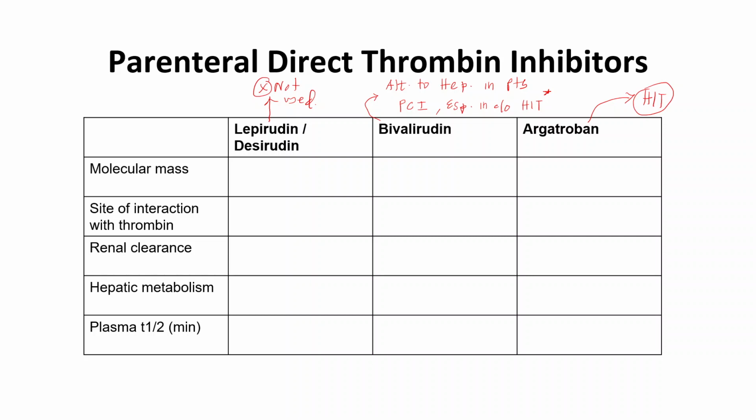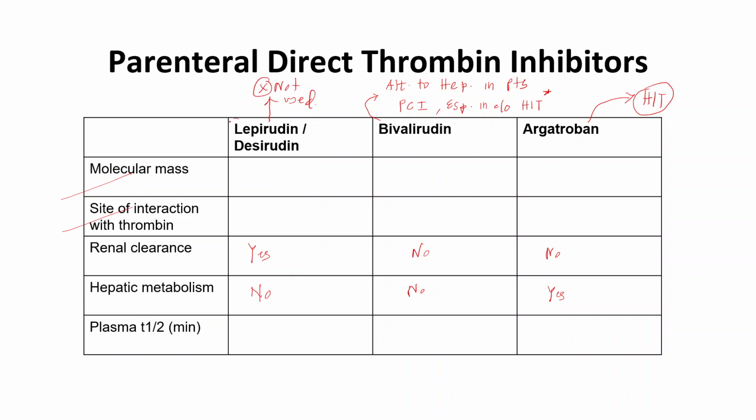Molecular mass, site of interaction is thrombin. These points I'll not tell. You can just read from the book. It's not very important. What you can remember is renal clearance. Remember, bivalirudin is not cleared by liver or kidney, similar to unfractionated heparin. And remember, lepirudin and desirudin, they are safe in hepatic metabolism. That means they are not cleared by liver, and they have renal clearance. Exactly opposite for argatroban. Argatroban is cleared by hepatic route, and it doesn't depend on the renal function to be cleared.